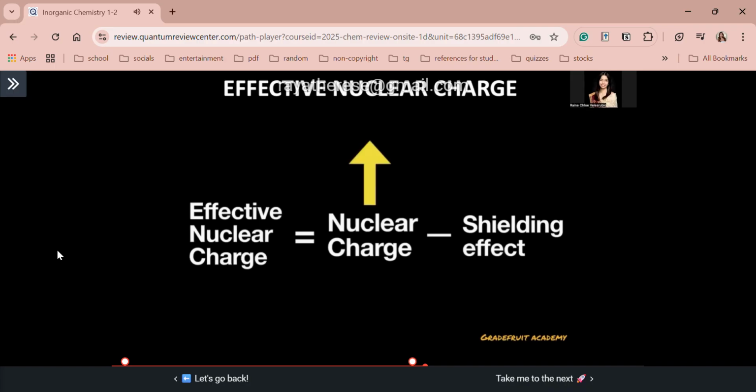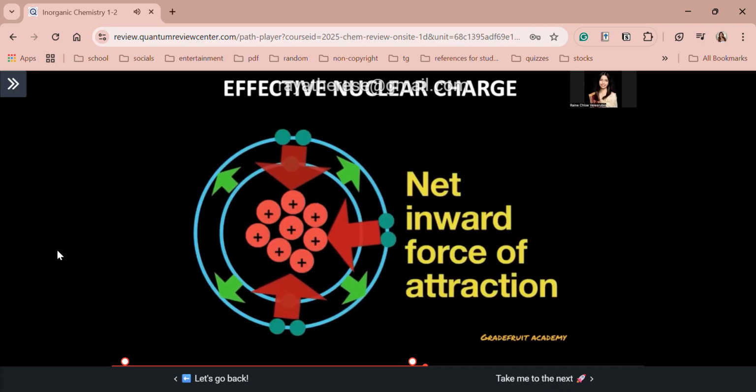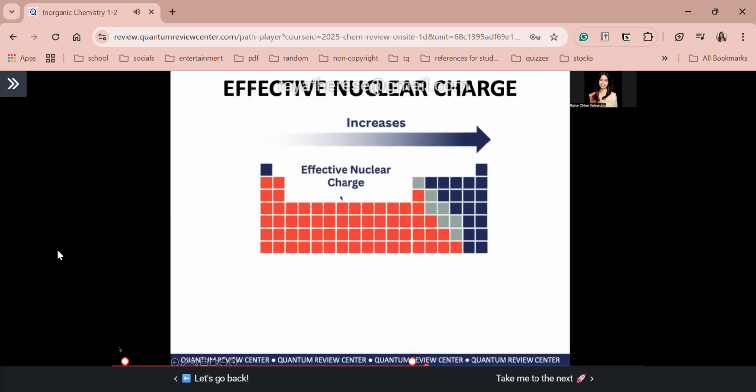So if the nuclear charge is greater than the shielding effect, the effective nuclear charge increases and there will be a net inward force of attraction between the nucleus and valence electron, as it is stronger than the shielding effect between the electron shells. Okay, now we know the concept of effective nuclear charge. Now, let's discuss the trend for effective nuclear charge.